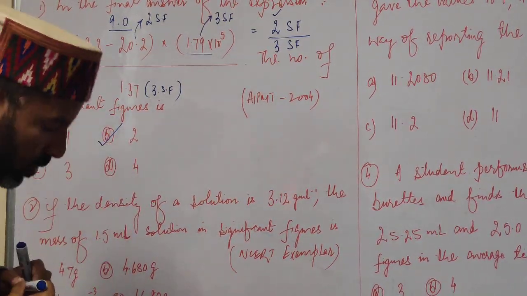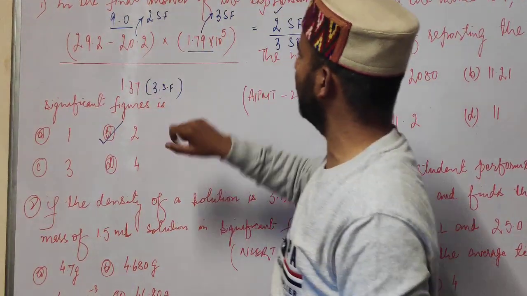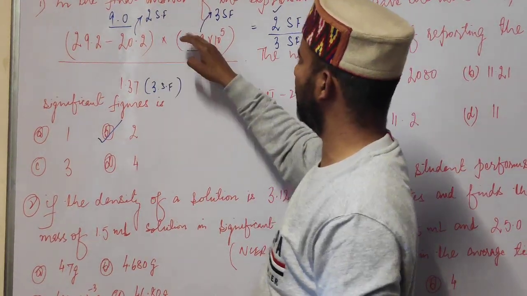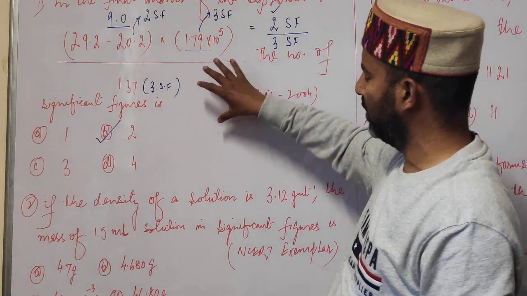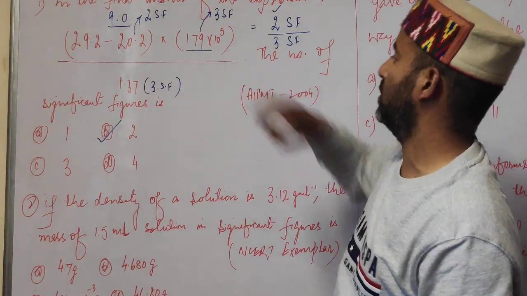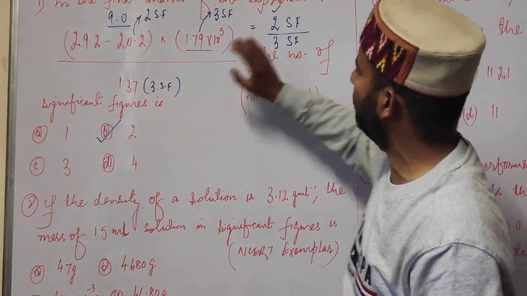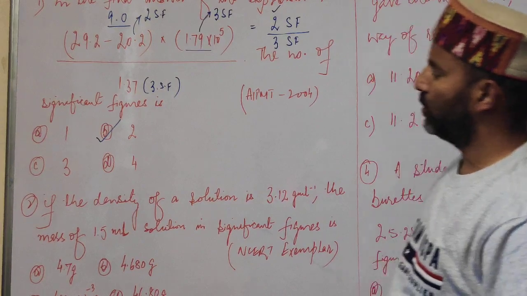So here calculations are not required. You just see that this result has 2 significant figures, this has 3, this has 3, and we know that in multiplication and then division the final answer should be reported up to the minimum number of significant figures. That means we have to give our answer in the least precise term, which has 2 significant figures, and that is why the answer is option 2.